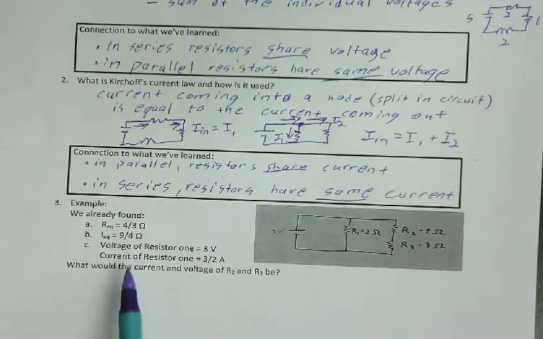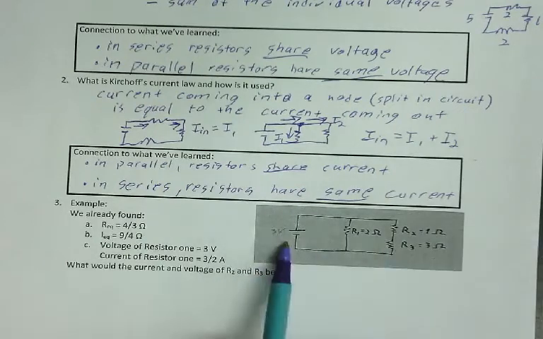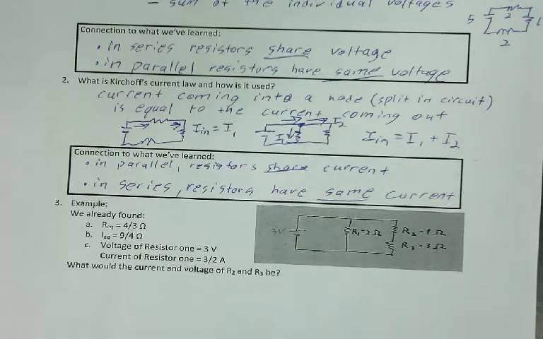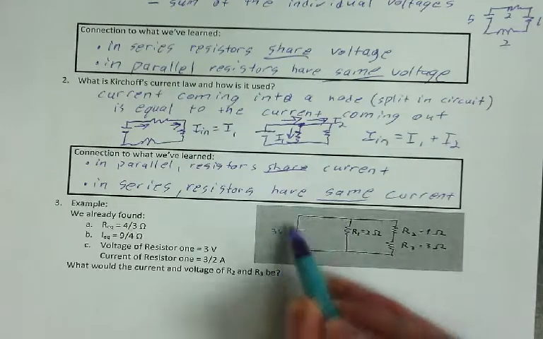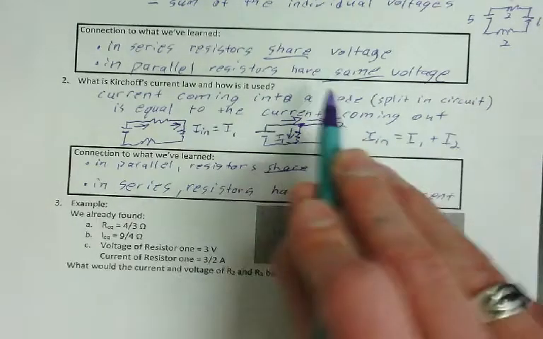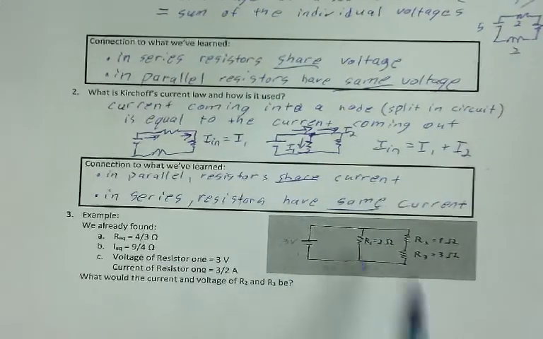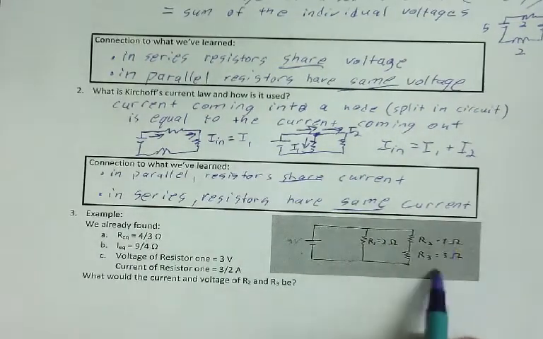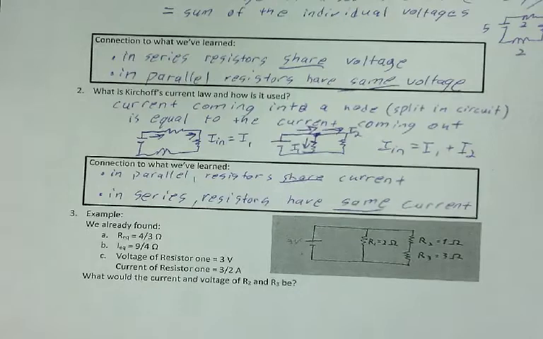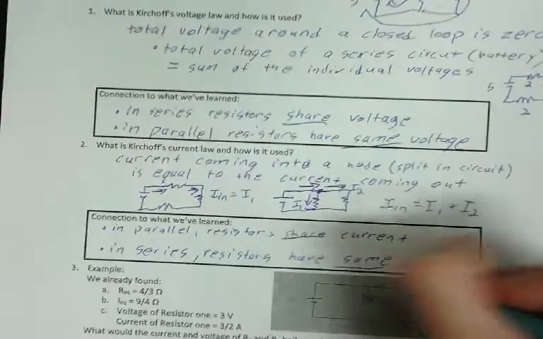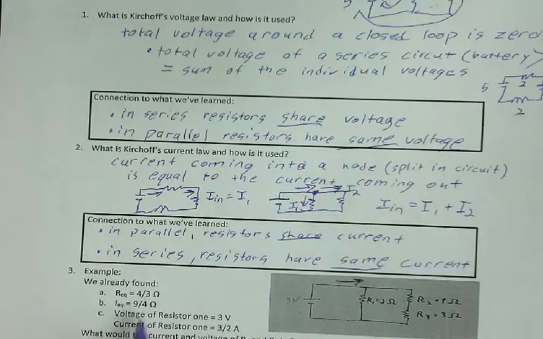We found the current. We did V equals IR for the whole circuit. Here's my voltage. There's my resistance. We found the current. And we found the voltage of resistor 1 and the current because resistor 1 is in a parallel circuit with the battery, so it has the same voltage. Okay? And we found the current by doing V equals IR. What I want to show you is that you can find these other ones by doing the voltage and current laws. So for example, the current coming this way we found was 9/4.